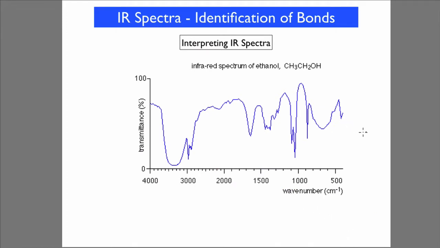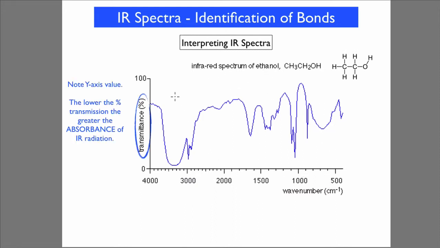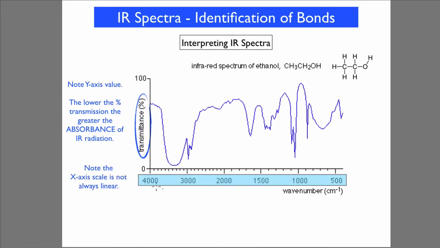Identifying the infrared spectra. So you can see you've got transmittance over here, and you've got your wave number over here. Let's look at the infrared spectrum of ethanol. The lower the percent transmission, the greater the absorbance of infrared radiation. So this peak here is where it's being absorbed. Okay, so it's getting lower in transmittance but greater in absorbance. Another thing you want to notice is the x-axis scale is not always linear. You've got a gap of 1000 there. As you go further down, it's a gap of 500.